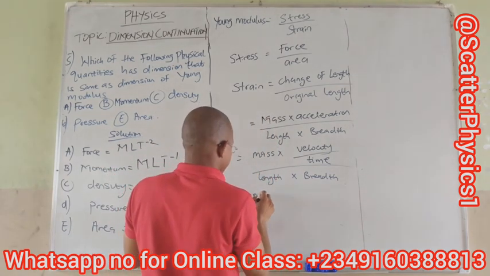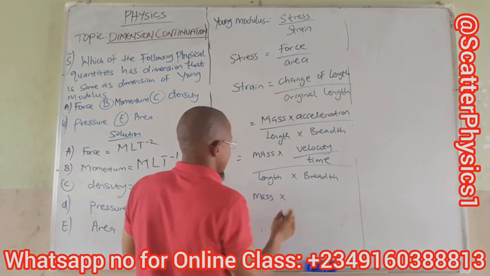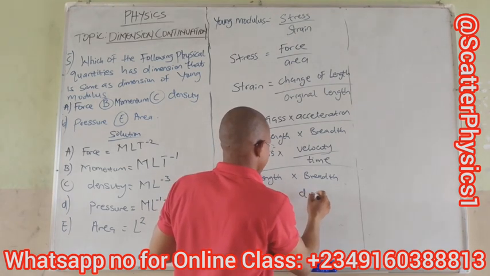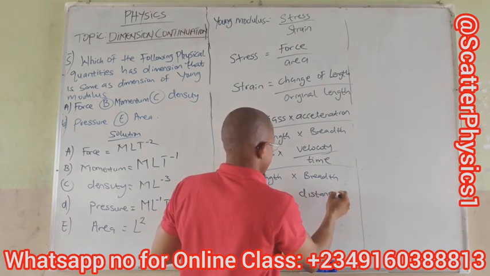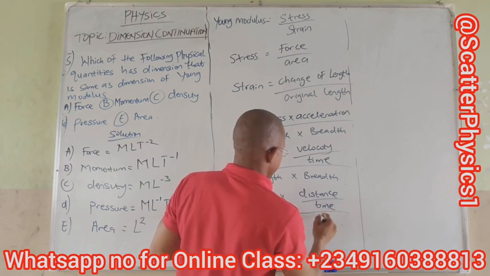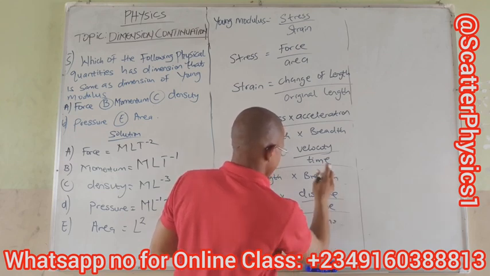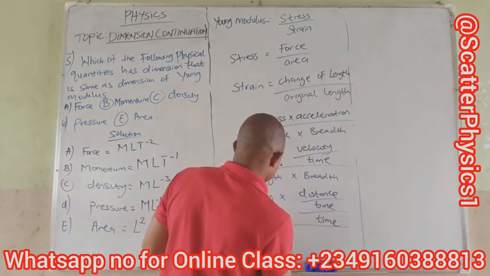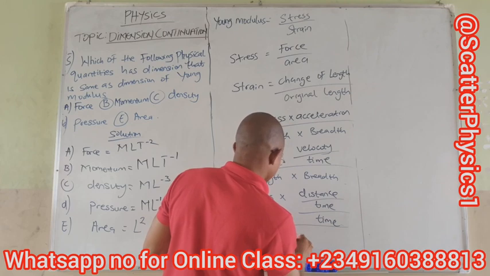Again, mass times, well, the formula for velocity is distance over time, over time. This time over length times breadth.